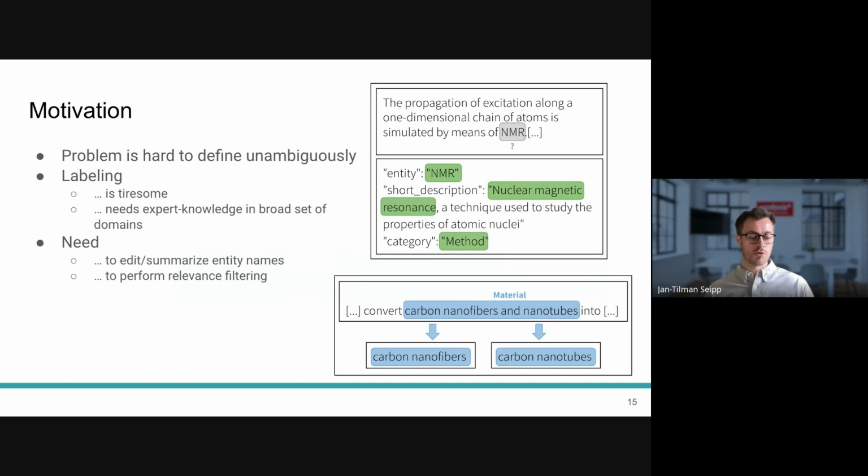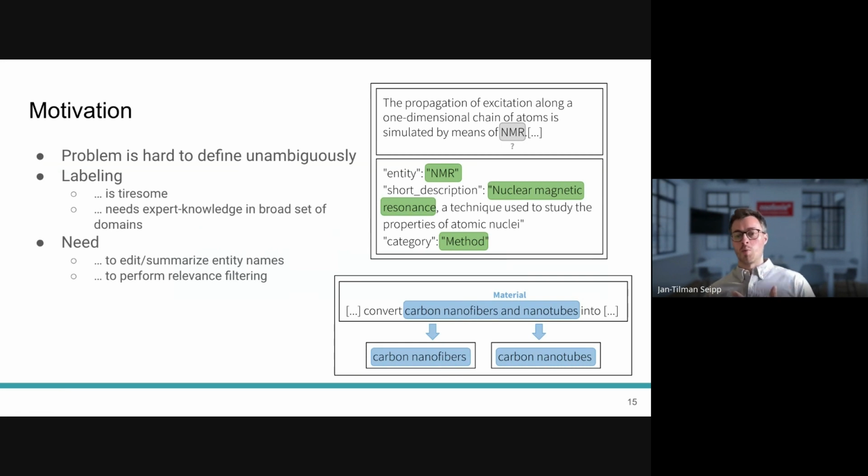And therefore, what we hope is that the world knowledge, so to speak, of these large language models can be used to tell them that we are looking for, for example, technical systems, and they will understand in a way. And then we have another problem, that labeling in itself is tiresome, and it needs expert knowledge in a broad set of domains.